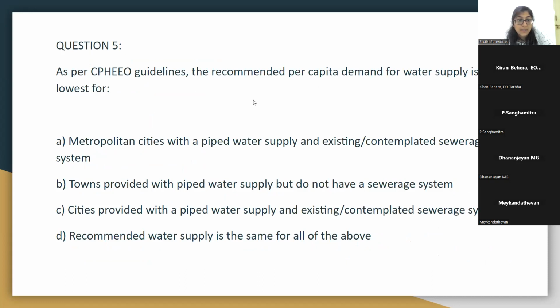Okay, as per CPHEEO guidelines, recommended per capita demand for water supply is lowest for.